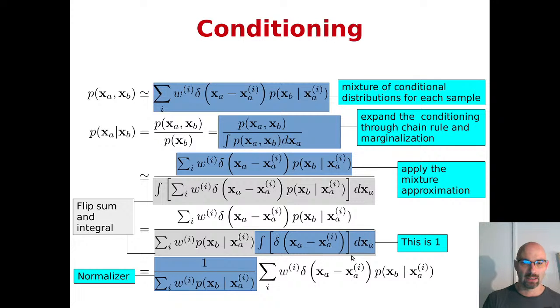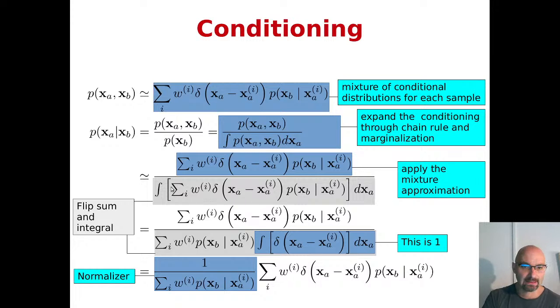Now, for a moment, let's focus on the denominator of this equation over here. Now, let's look at what we have here. This is a Dirac delta function. I have an integral of a summation, and inside the summation I have the Dirac, right? But the Dirac is active only over XA, right?